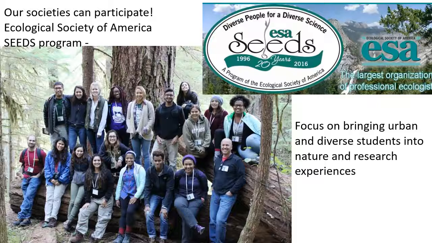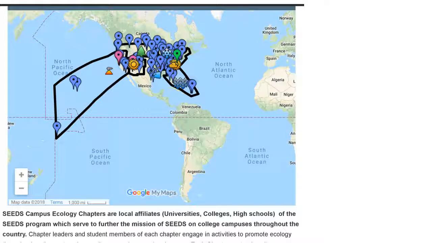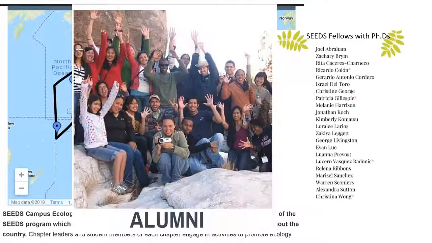And I'm not saying that we should change the missions of our societies, but our societies can participate in exposing urban populations to nature. And a model of this is the SEEDS program of the Ecological Society of America. It's now over 20 years old. And the focus was bringing urban and diverse students into nature and research experiences. And after 20 years, there are chapters all over the US now. And at this point, there's actually a sizable number of individuals that have gotten their PhDs after participating in this program.